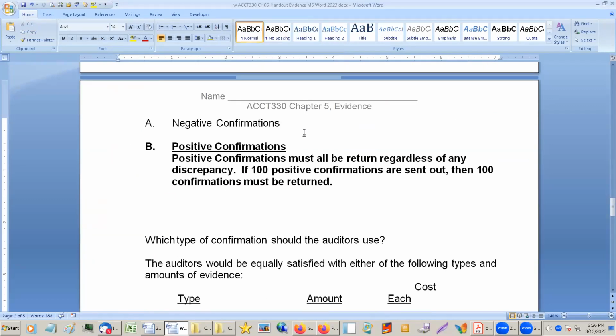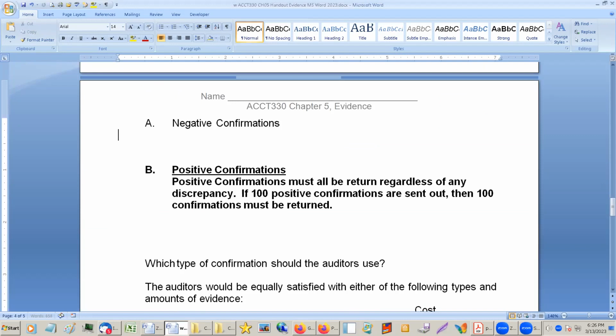So let's put that up here. Negative confirmations are only returned if there's a discrepancy.